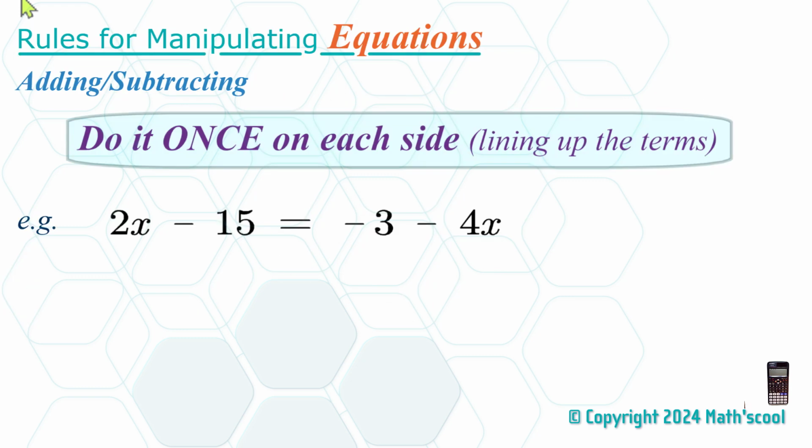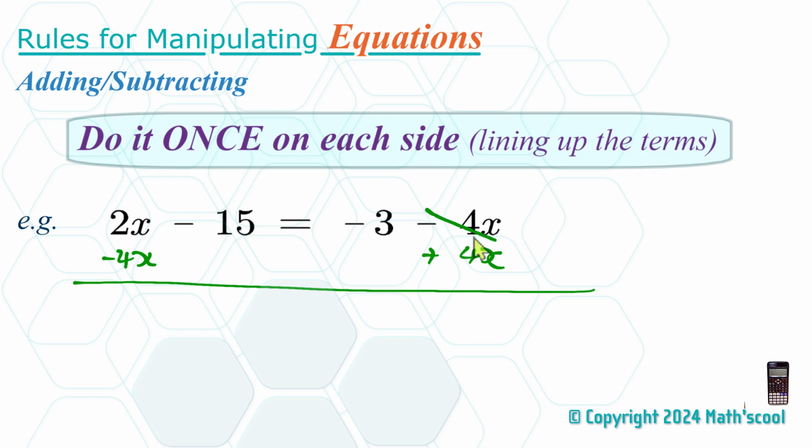Okay, so rules for manipulating an equation. If you want to add or subtract something to an equation, you do it once on each side. So for this equation, I might decide I want to add 4x to both sides. So I do it once on this side and once on this side, just once. And you can see I've lined it up underneath the x's.